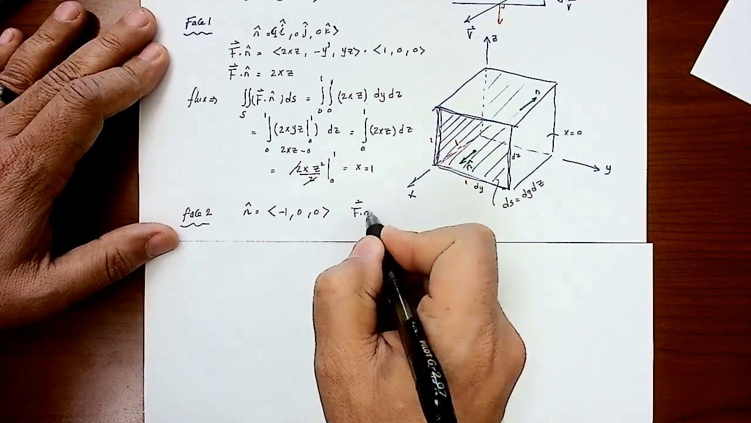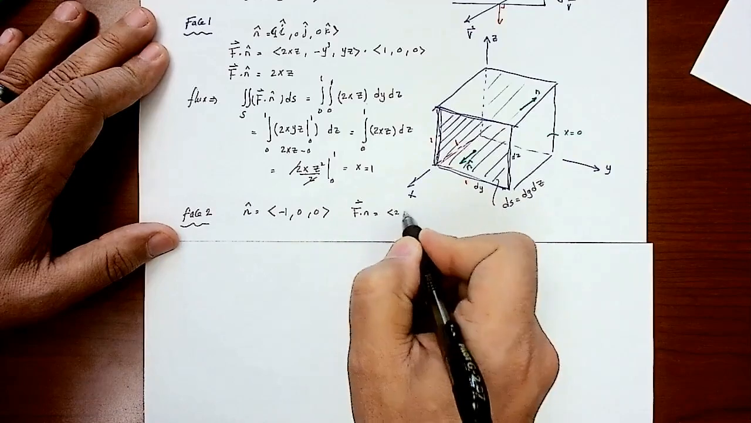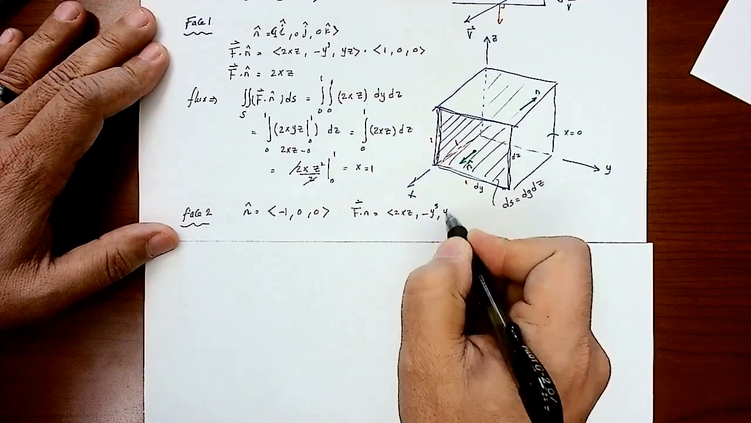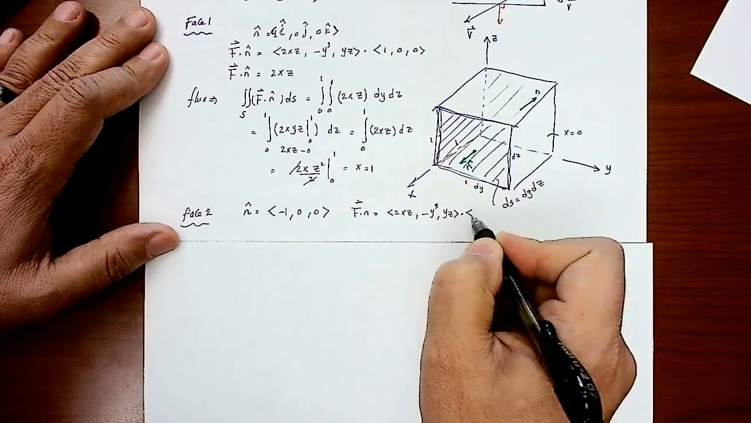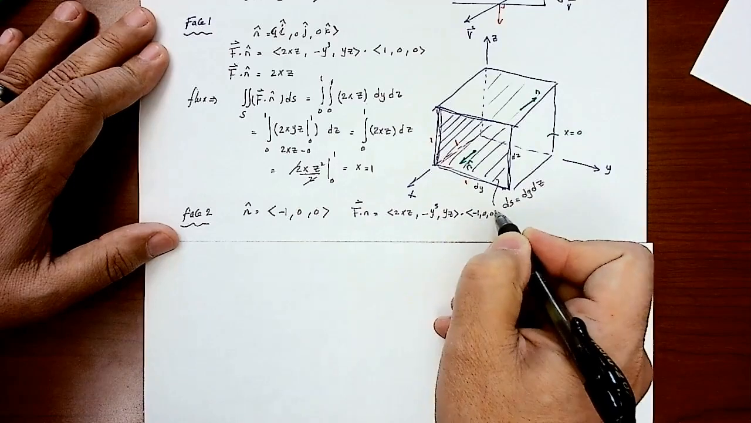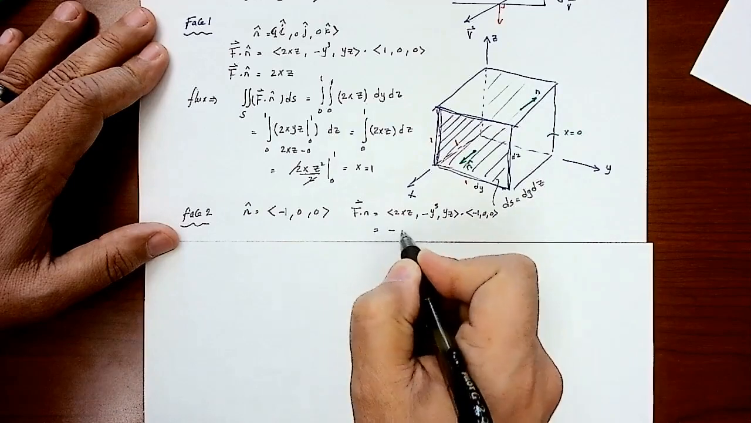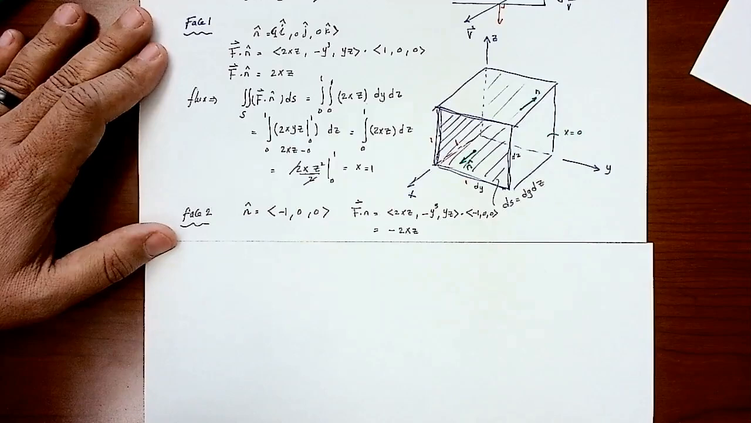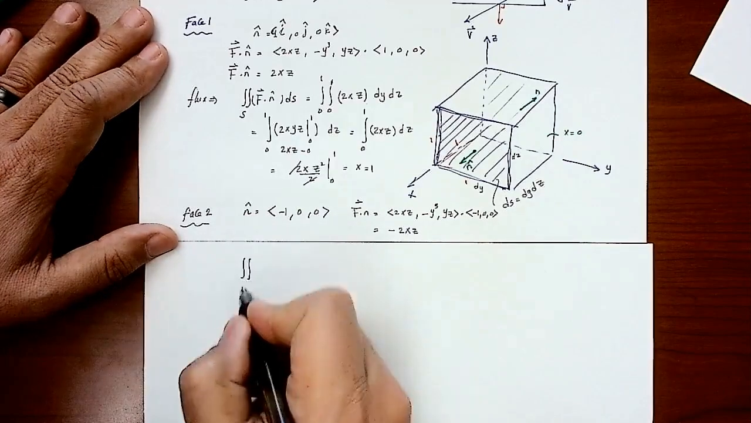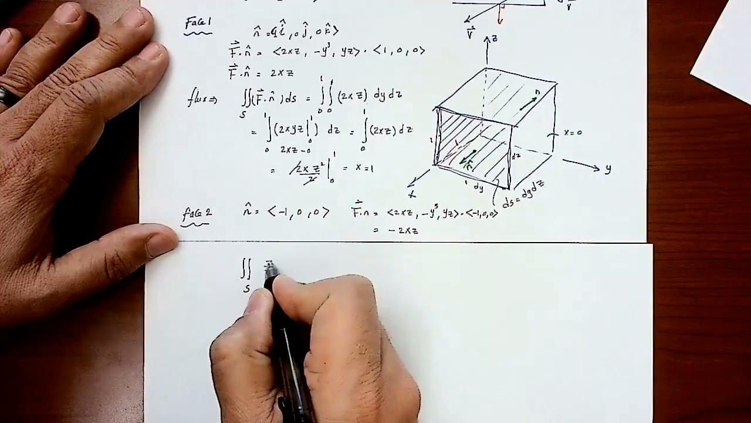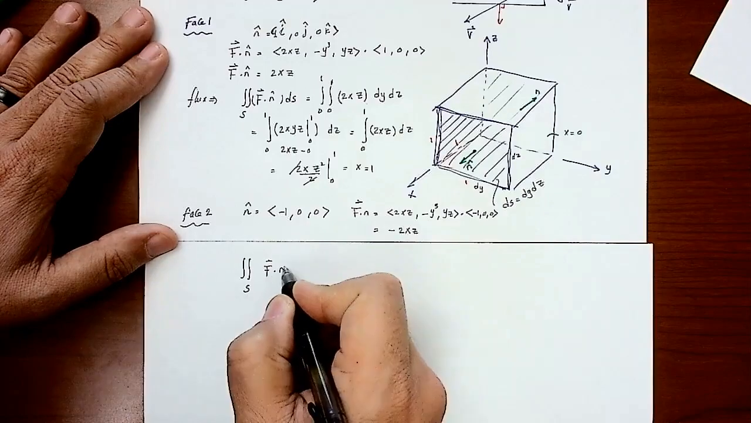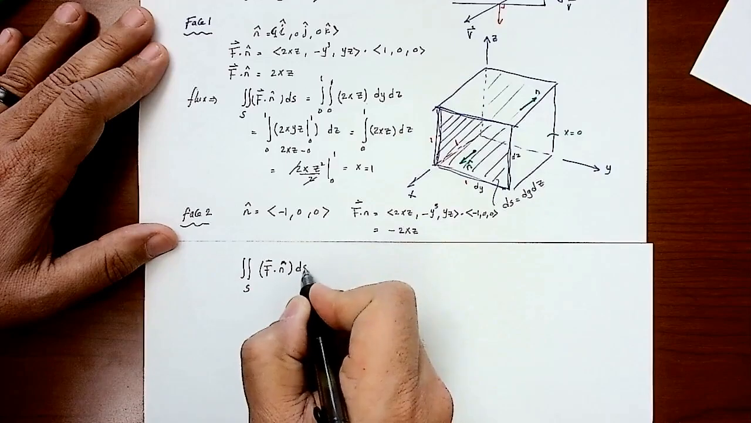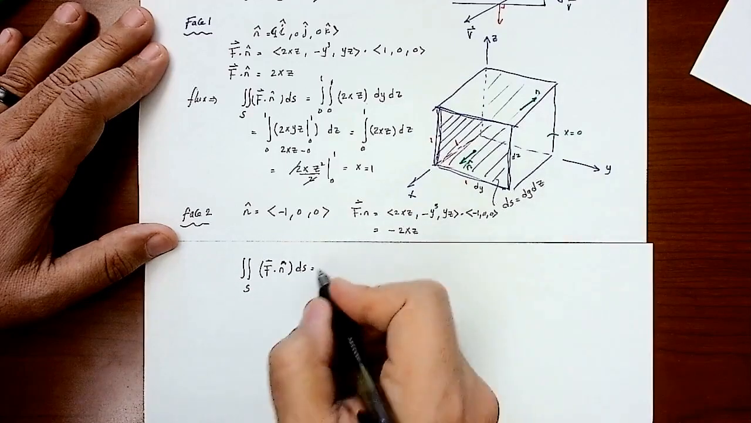So if I want to get f dot n, it will be (2xz, -y cubed, yz) dot product (-1, 0, 0). I'm going to end up having -2xz. So what I need to do is to integrate over the surface f dot n dS. So I want to integrate.